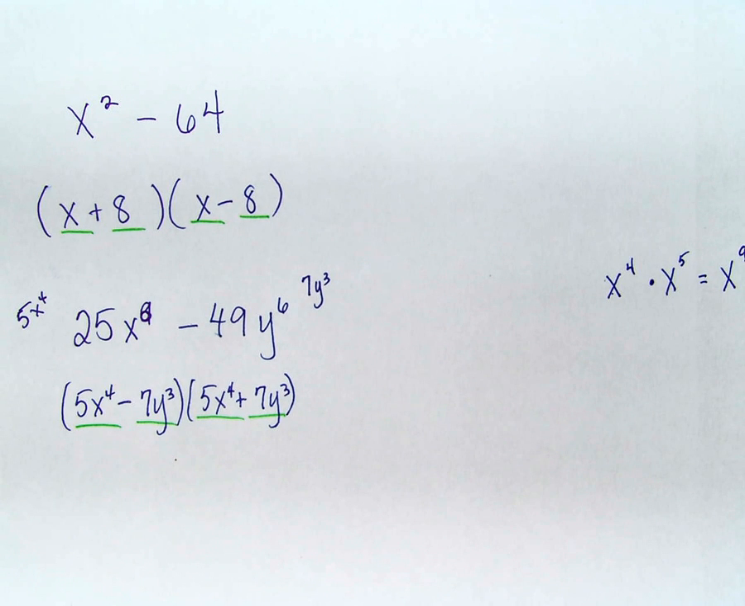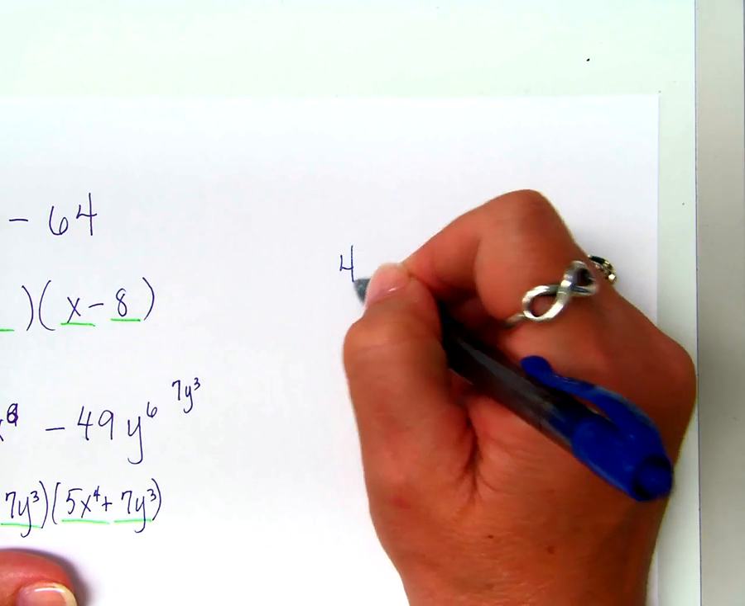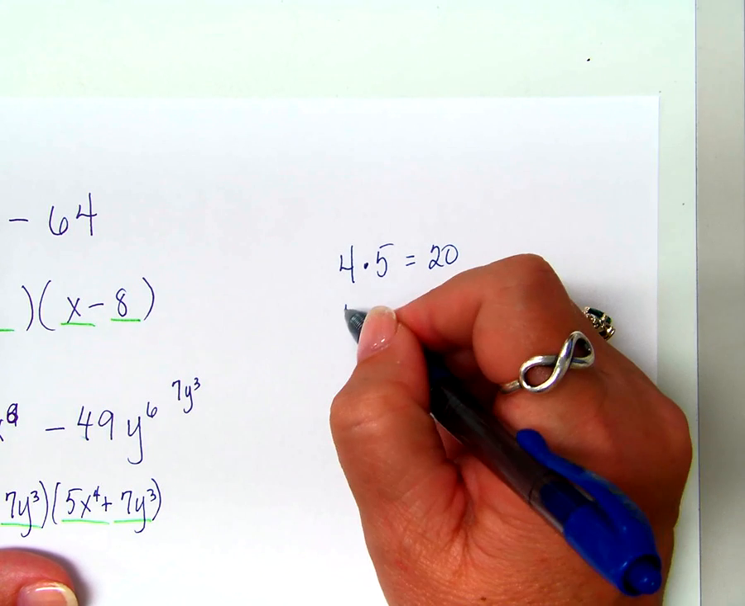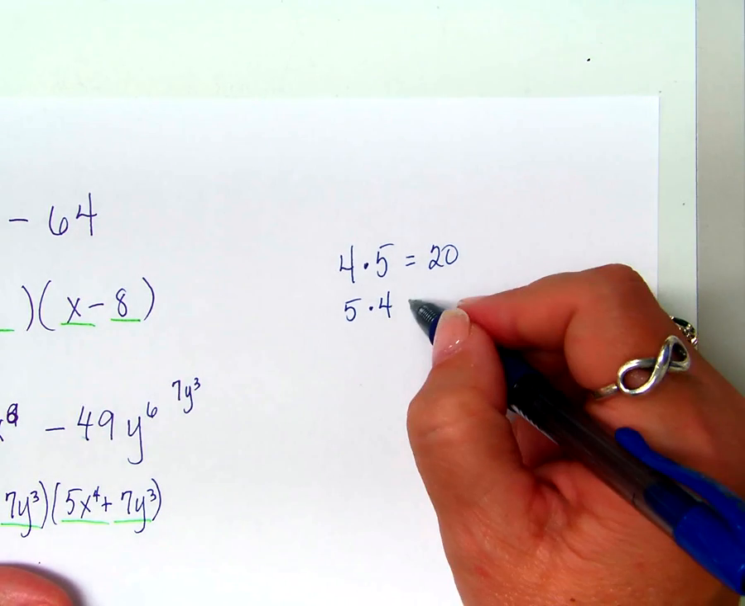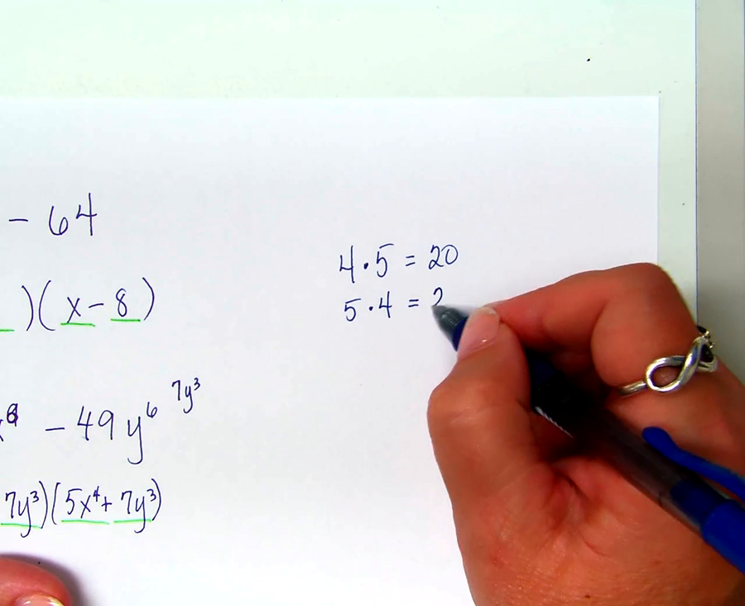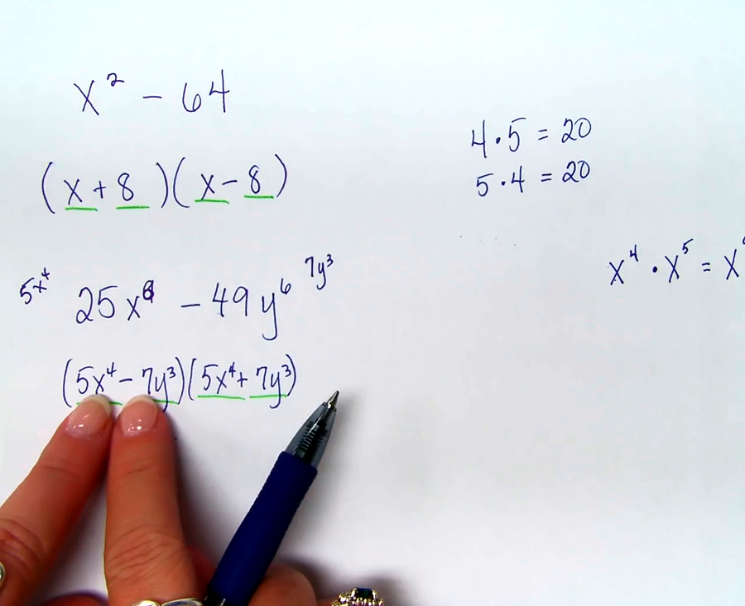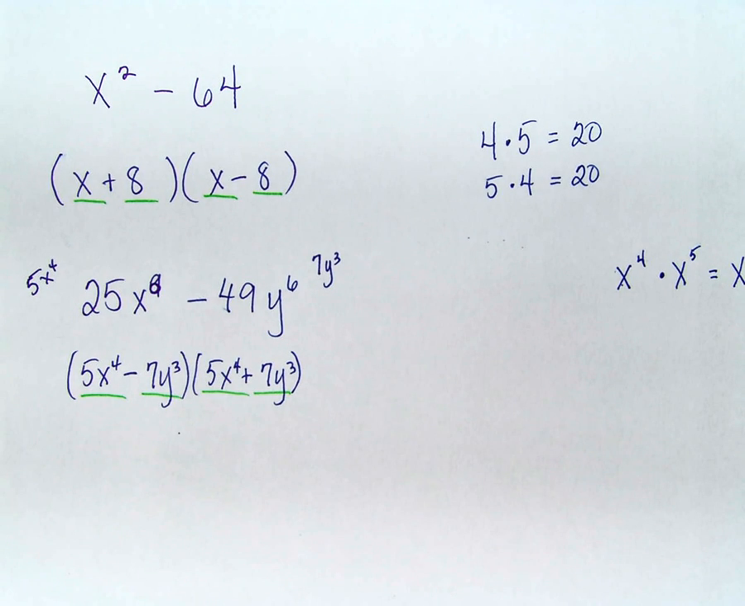Oh, so all I have to have is one of each? It doesn't matter what order I put it in? No, it doesn't matter. Think about it this way. 4 times 5 equals what? 20. What is 5 times 4? 20. It doesn't matter what order we multiply in. So it doesn't matter which sign goes first. As long as you have opposite signs in the parentheses, you're good.